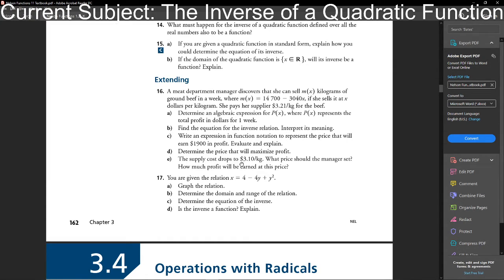The supply cost drops. Where am I? I'm on C right now. Write an expression in function notation to represent the price that will earn you 1900 in profit. Evaluate and explain. Write the expression.